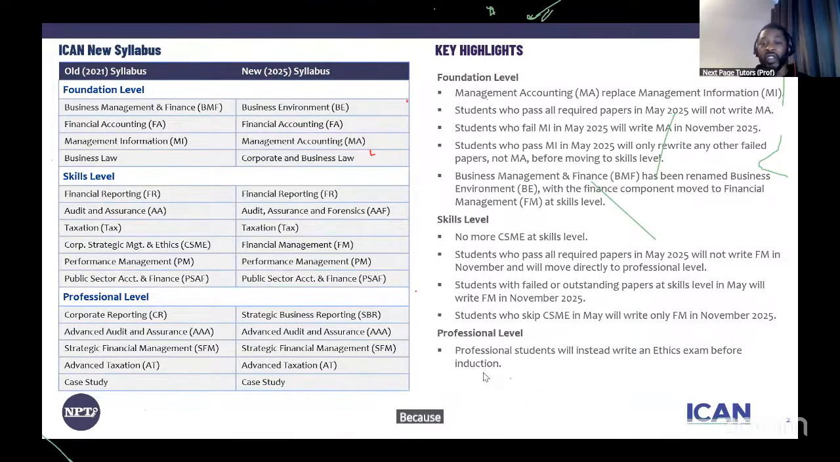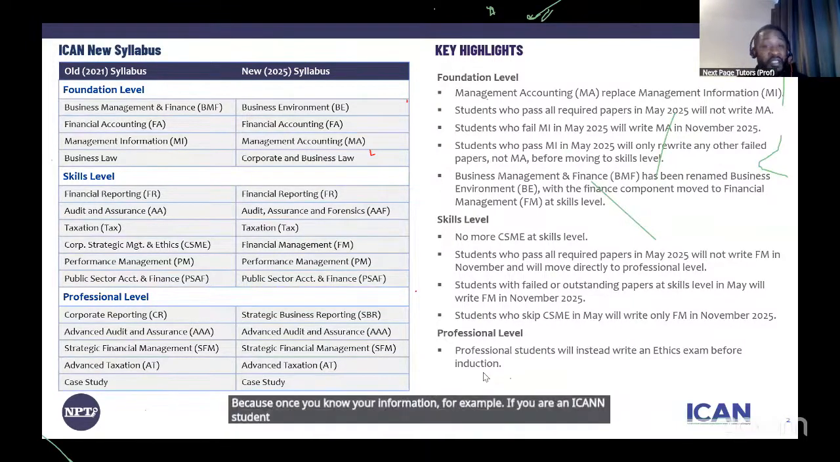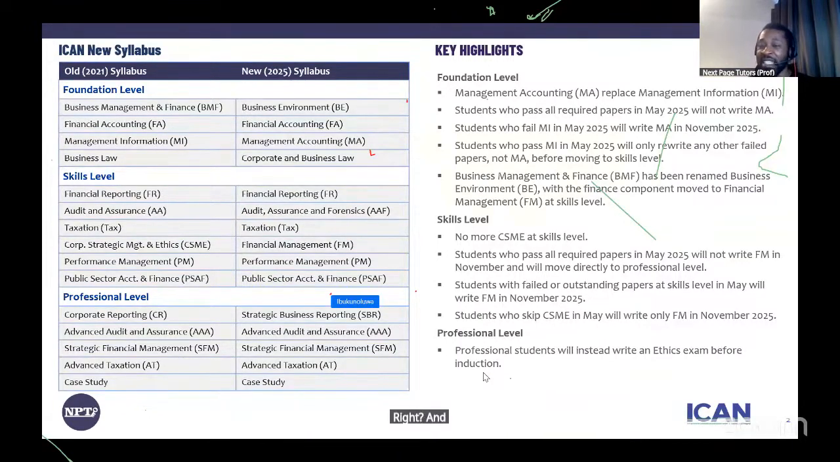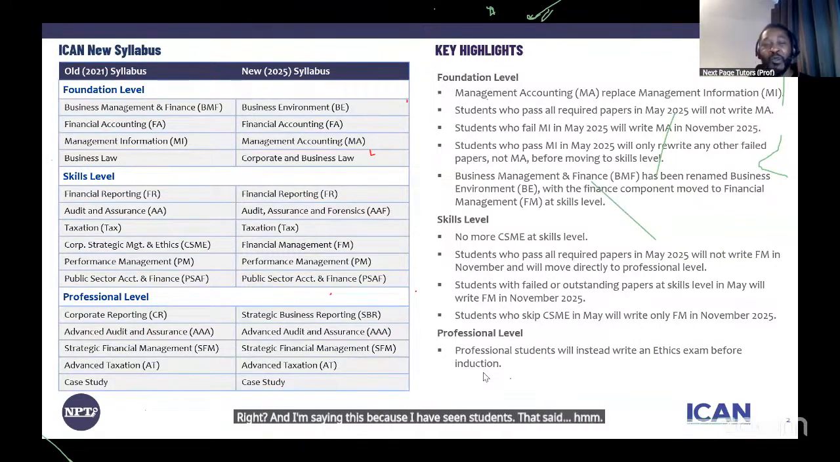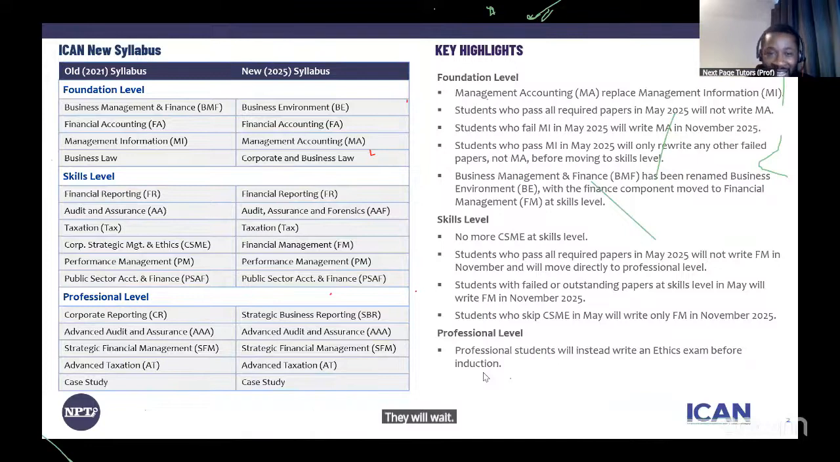Because once you know your information, for example, if you are an ICAN student or if you are a new student and you're from an institution that is accredited, right? I'm saying this because I have seen students that said they will wait for ICAN to register them and for their exemption to be fully processed before they will start preparing for the exam. And I just laugh. I advise the student that you don't wait. The most important thing is the lecture.